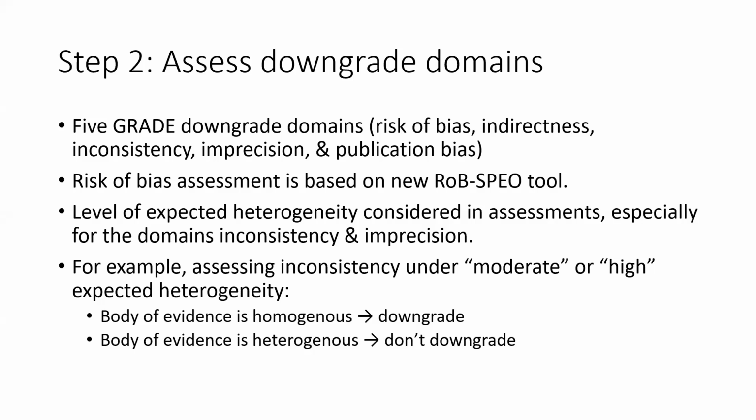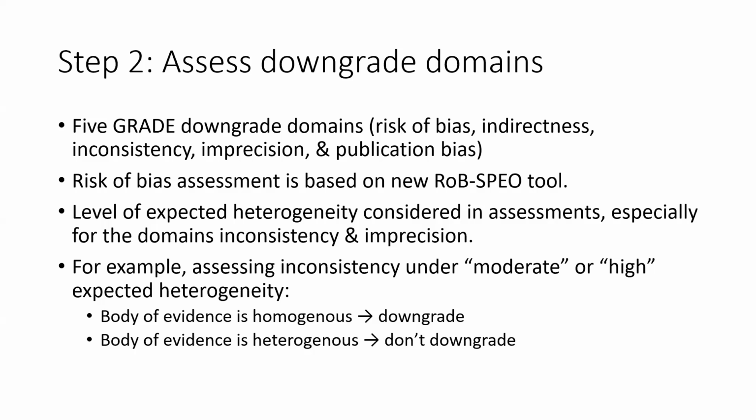However, what's important to note as quite different is the assessment of downgrade domains with regards to the level of expected heterogeneity. So we consider the ratings from step 1 of expected heterogeneity now in step 2, specifically for the domains of inconsistency, unsurprisingly, but also imprecision. And colleagues, down here I note one specific example where assessments of inconsistency are different according to whether the assessor has rated the level of expected heterogeneity as low, or in this case as moderate or high. So let's play it through.